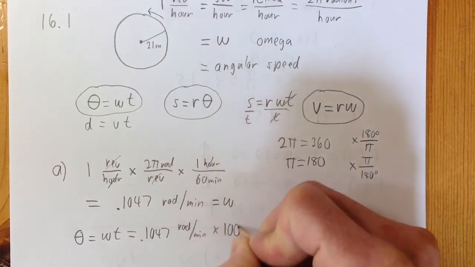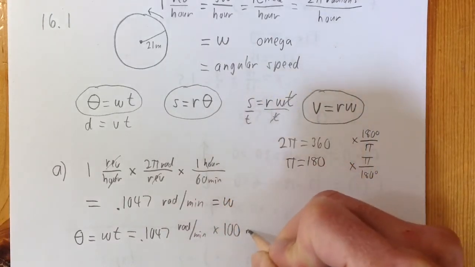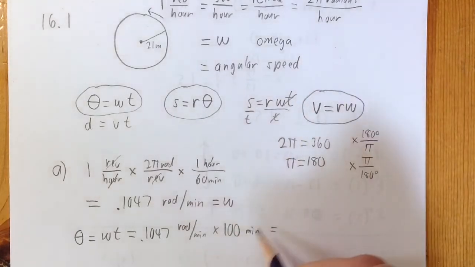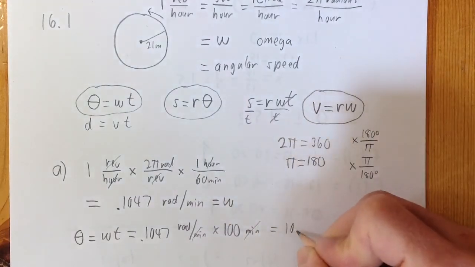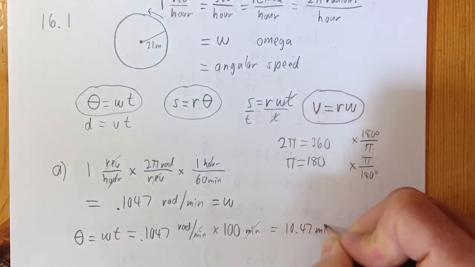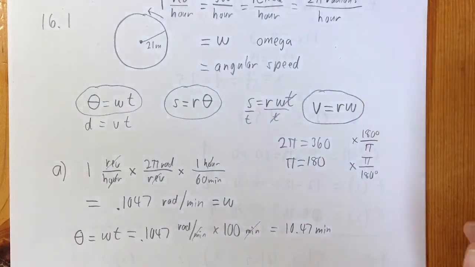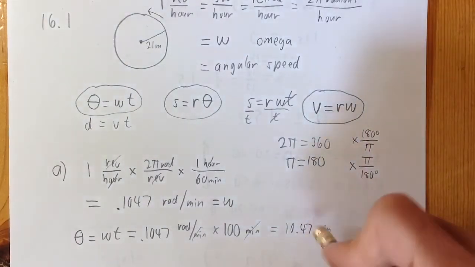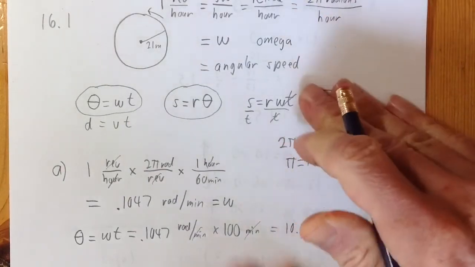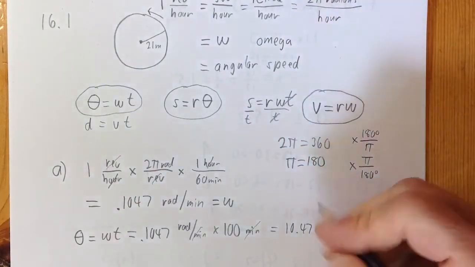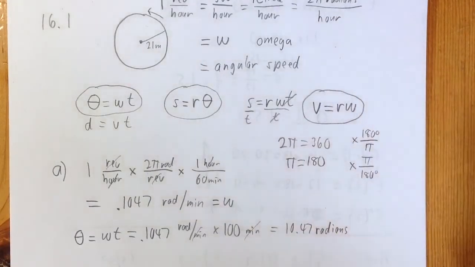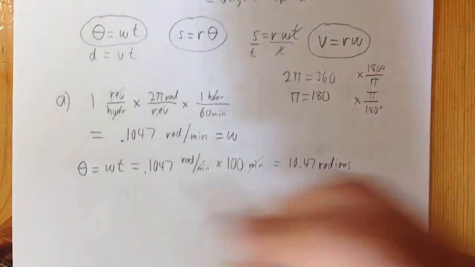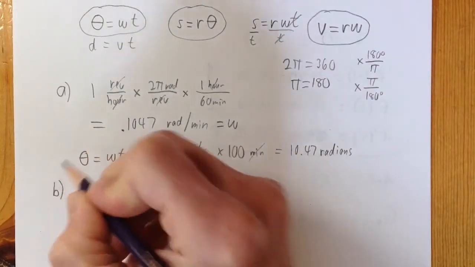We want 100 minutes. And that's easy math. Again, minutes cancel. We're left with radians. 100, just move the decimal place over. So 10.47 radians. We want to know the angle we turned through. We turned 10.47 radians. Okay, that's part A.